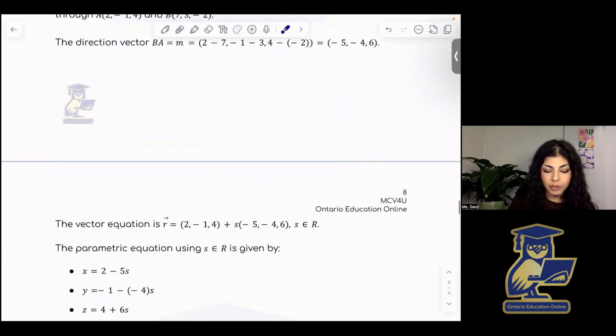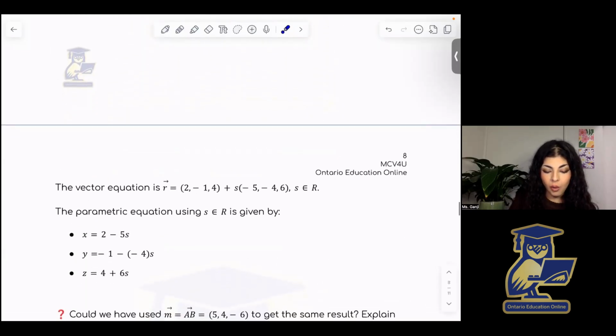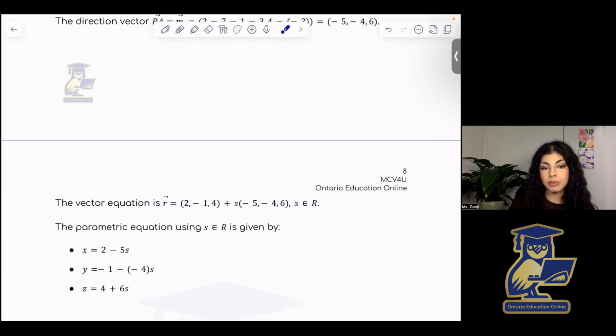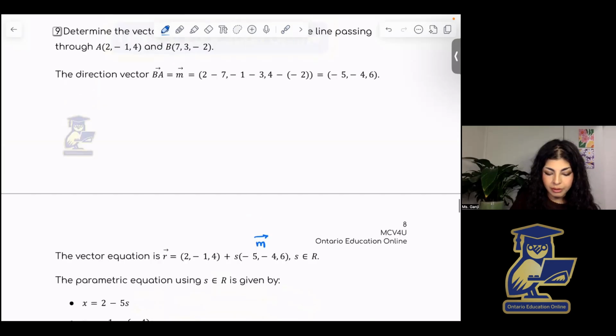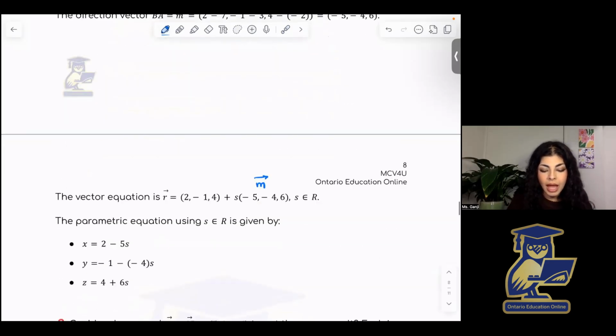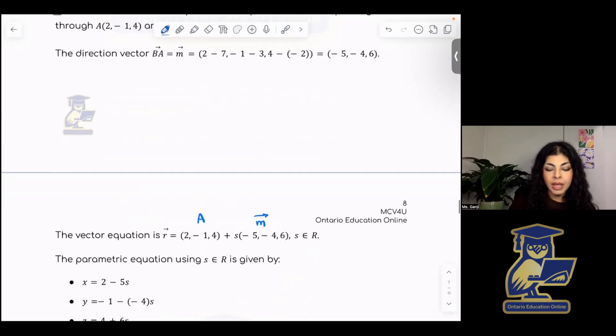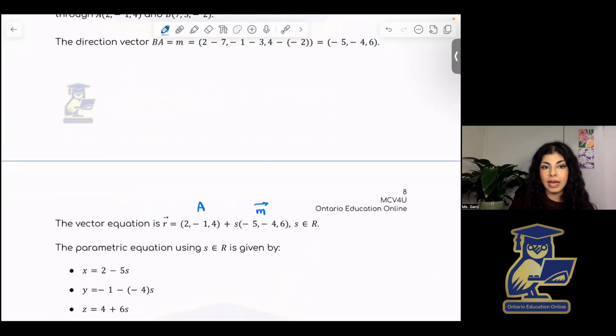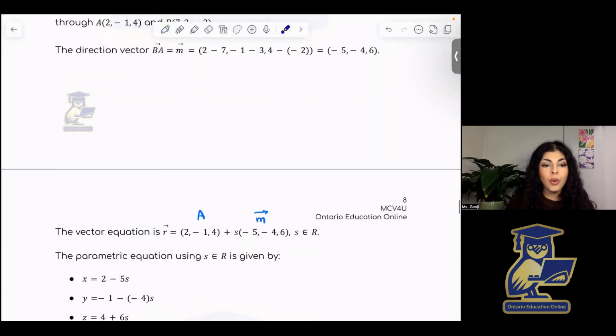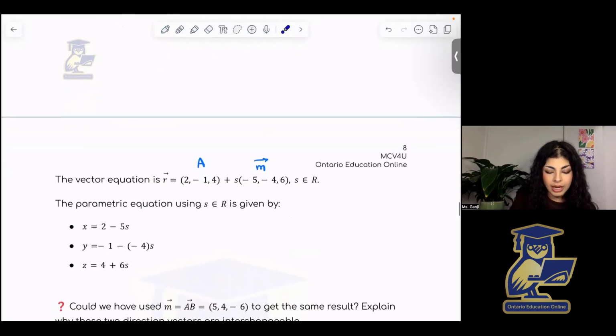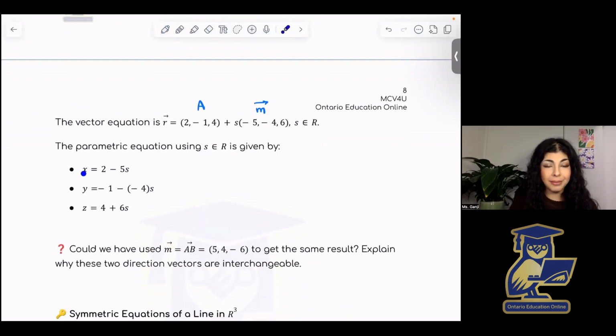Now, the vector equation will be, and here you can choose either A or B as your reference point, it really doesn't matter, plus s times my direction vector m. And just to confirm, yes, I used point A here. The reason why we choose point A has to do with the vector equation that we used here as well. So from this vector equation, I can derive the parametric equation.